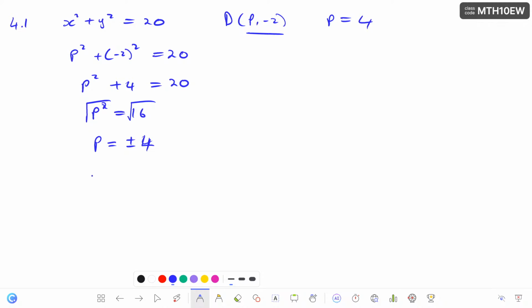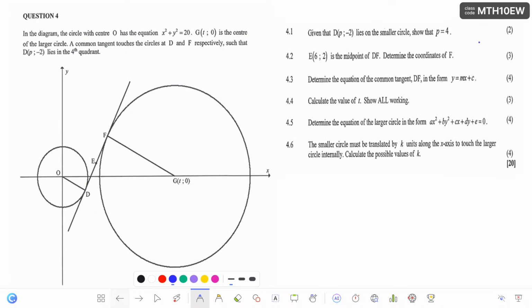So the answer is, therefore, our p is equals to 4. So now we know that this coordinate is 4 and negative 2. So, okay, now they said 4.2, E is 6 and 2 is the midpoint of DF. Okay, E is the midpoint of DF. Determine the coordinate of F.